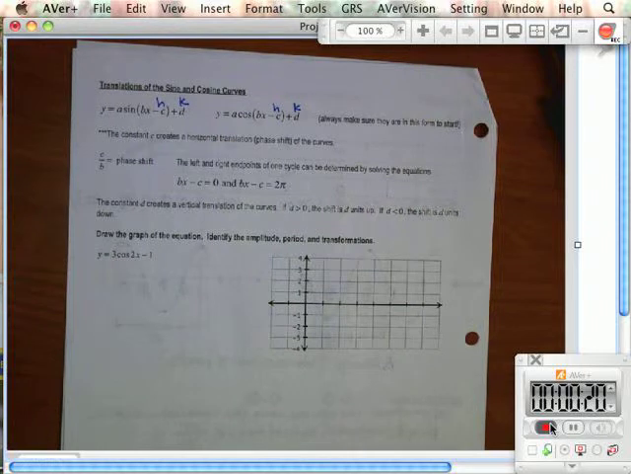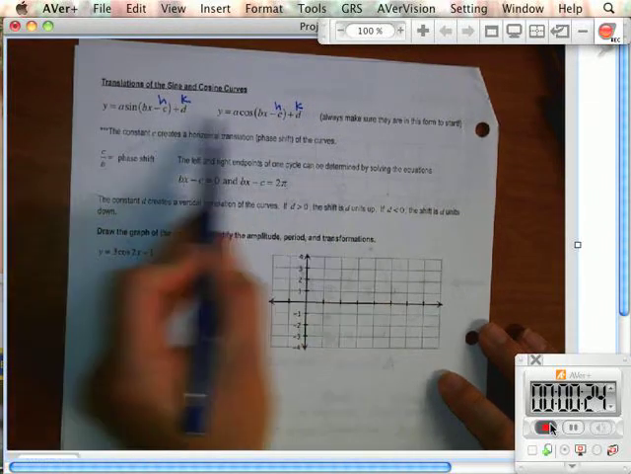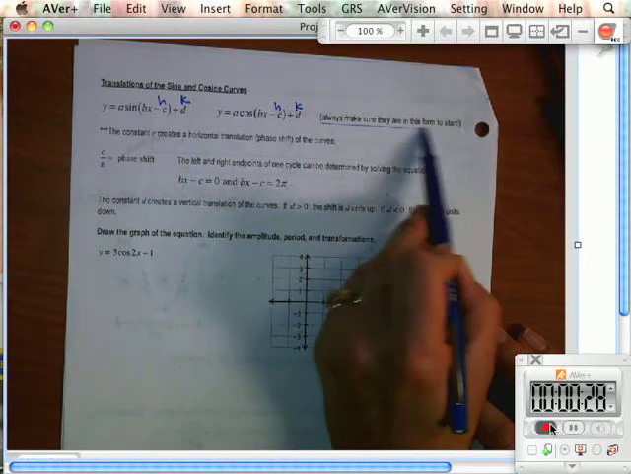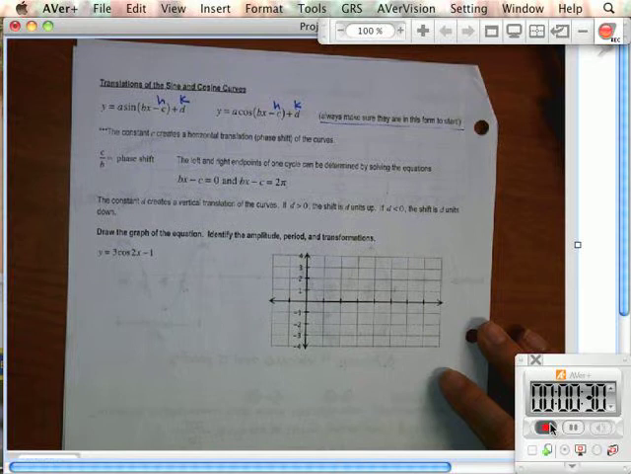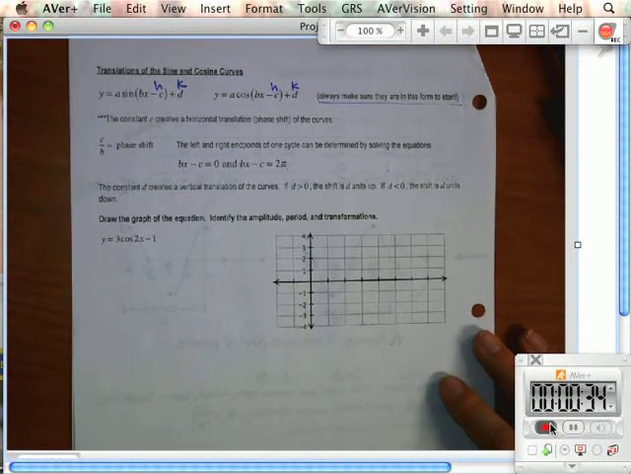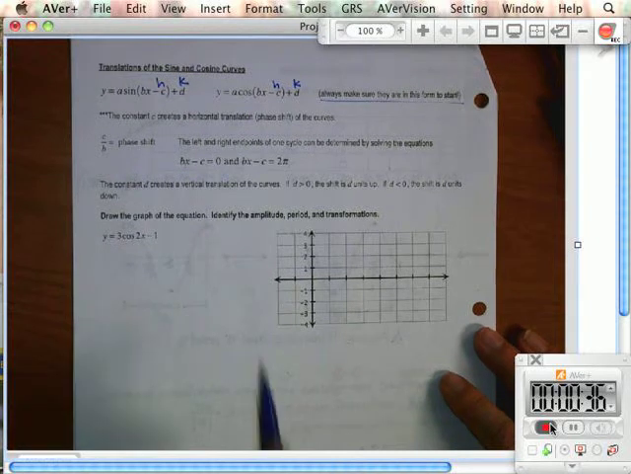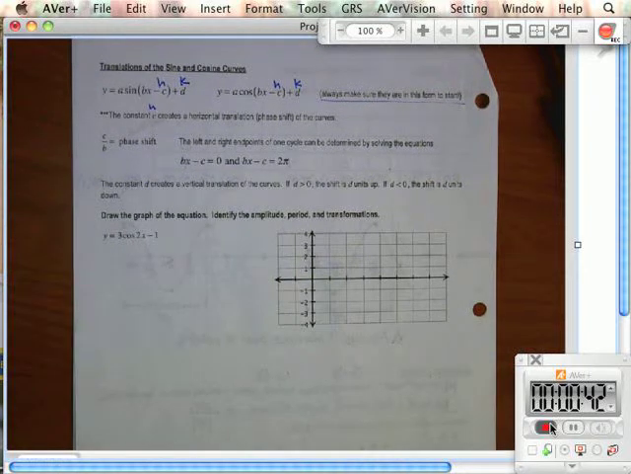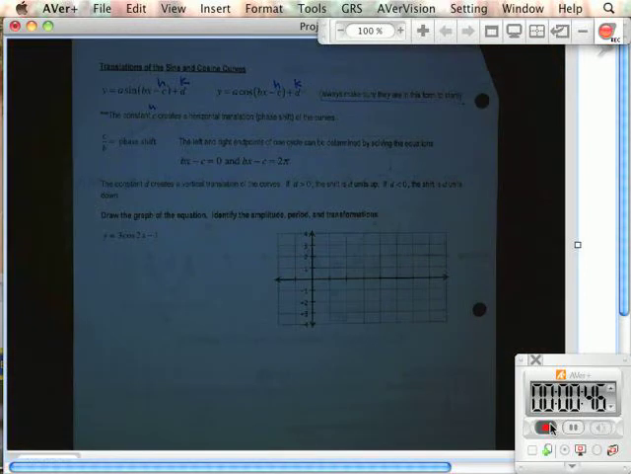Okay. Always make sure, before you start doing any work, that your equations are in this form. And sometimes they won't be to begin with. So the constant C creates a horizontal translation, just like the H does. It's called a phase shift of the curves. I'll brighten it up again.